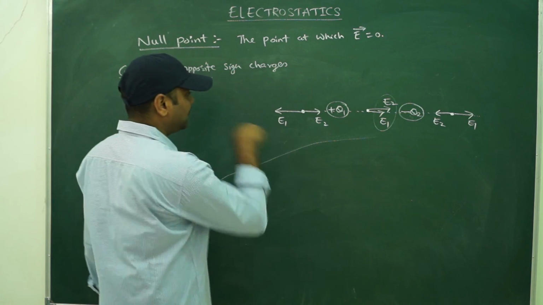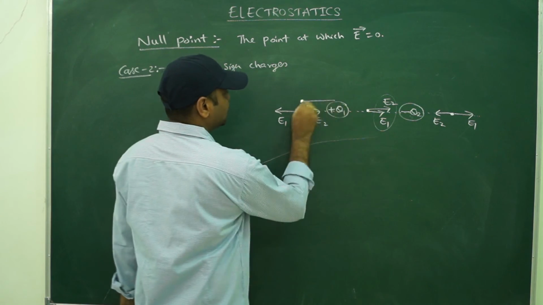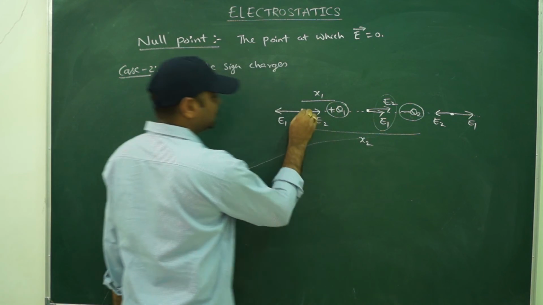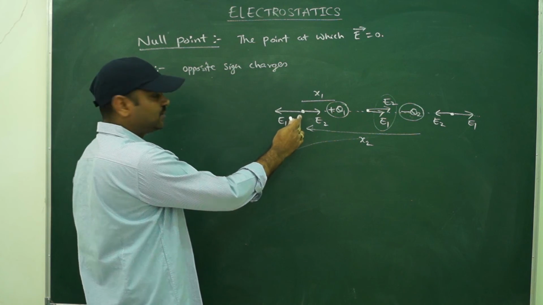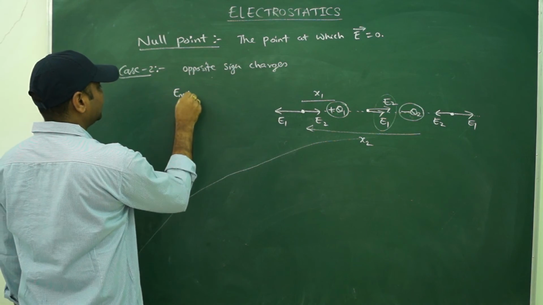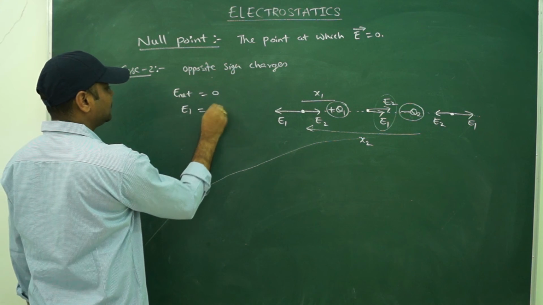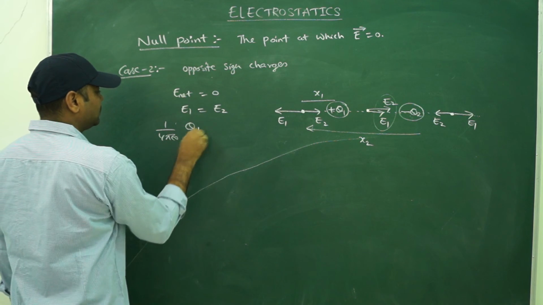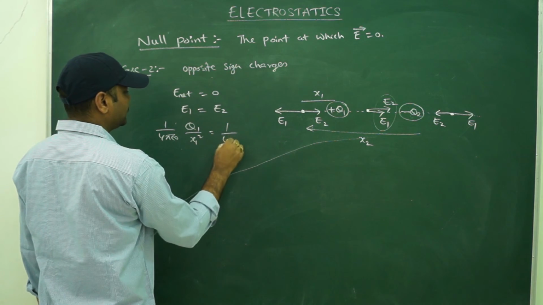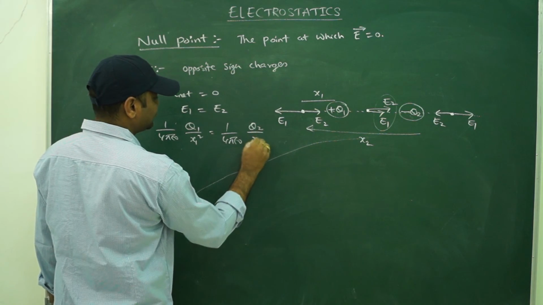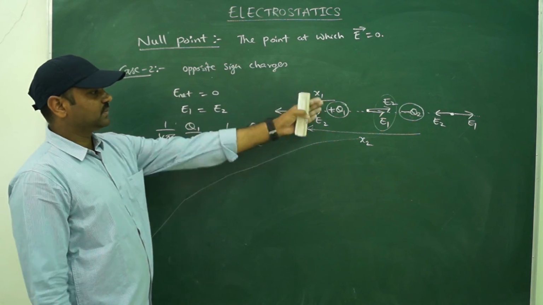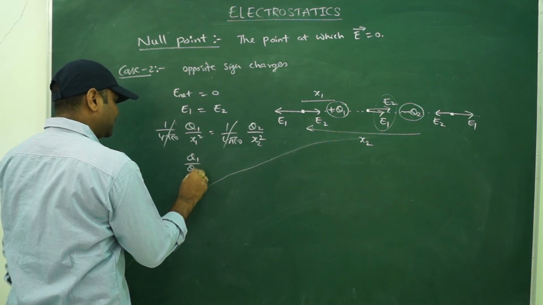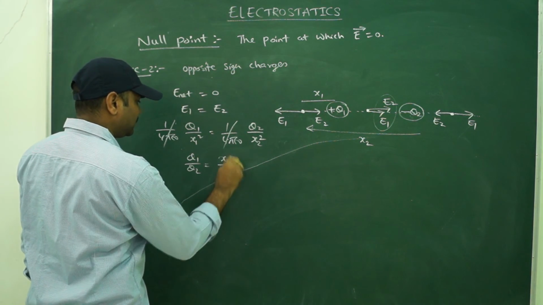So now let us write down the x1, x2 logic again. Suppose this I am taking as x1 and this I am taking as x2 distance. I am supposing that this is the point where I am getting the net field 0. So net field is 0. That means I can write E1 is equal to E2. So 1 by 4 pi epsilon naught Q1 by x1 square is equal to 1 by 4 pi epsilon naught Q2 by x2 square, because I am writing only magnitude. 1 by 4 pi epsilon naught cancels out. Then again I will get Q1 by Q2 is equal to x1 by x2 whole square.